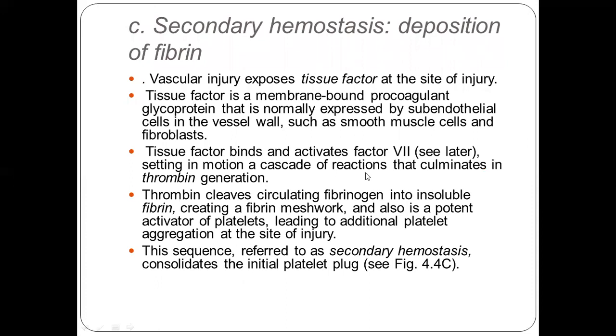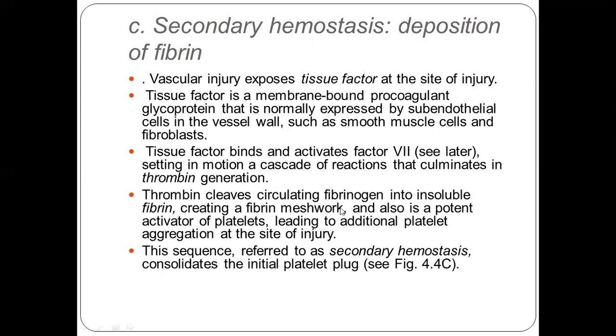Third, secondary hemostasis, deposition of fibrin. Vascular injury exposes tissue factor at the site of injury. Tissue factor is a membrane-bound procoagulant glycoprotein that is normally expressed by subendothelial cells in the vessel wall, such as smooth muscle cells and fibroblasts. Tissue factor binds and activates factor 7, setting in motion a cascade of reactions that culminates in thrombin generation.